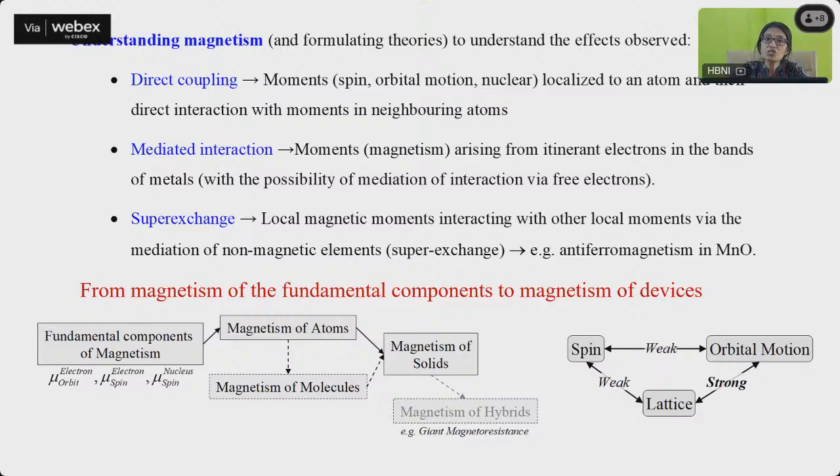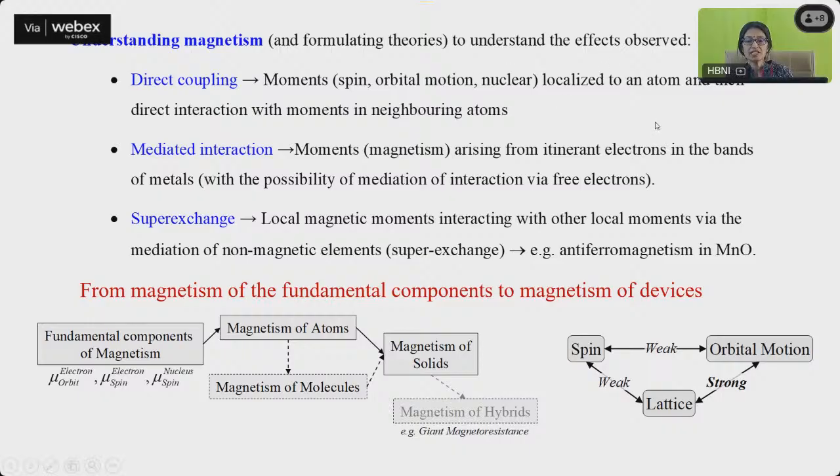And then you have something known as super exchange. Here, local magnetic moments interact with other local moments via the mediation of a non-magnetic element. What is that? Very easily, if you recall, it is the antiferromagnetism in MnO. All the Mn atoms have some magnetic moment associated with them. But in between you have the non-magnetic atoms, and still there is a kind of super exchange happening, and that is why you see antiferromagnetism in MnO.